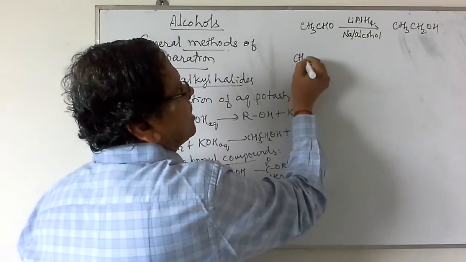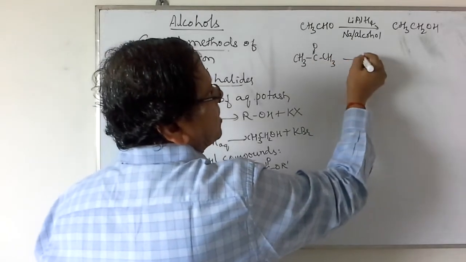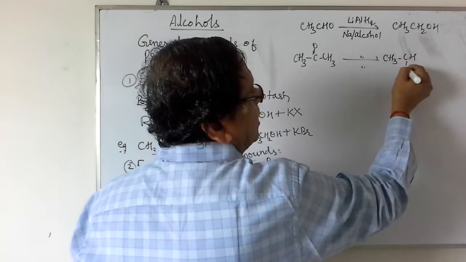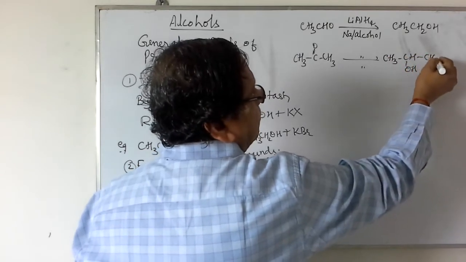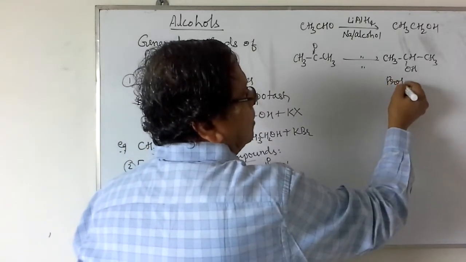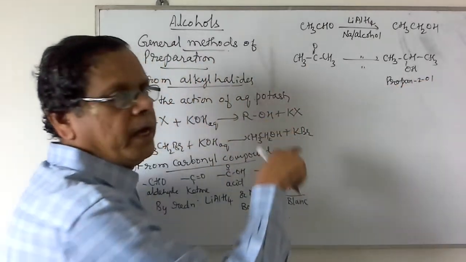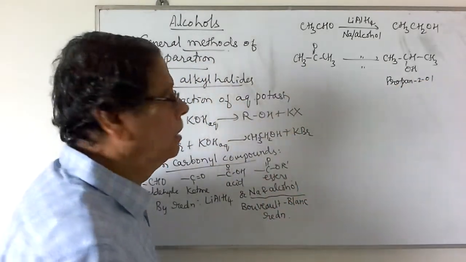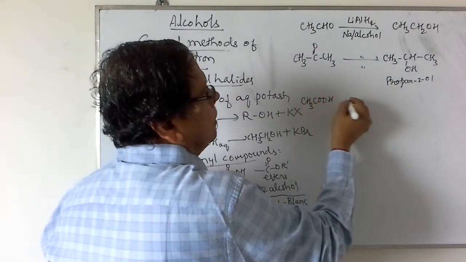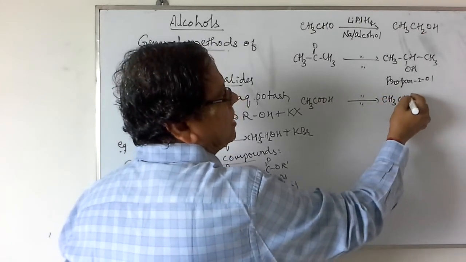Similarly, when you start with acetone, CH3C double bond O CH3, same reduction, it gives rise to CH3CHOHCH3, propan-2-ol. Suppose you start with propionaldehyde, it will give rise to propan-1-ol. Suppose I take CH3COOH. This on reduction will give rise to ethanol, CH3CH2OH.